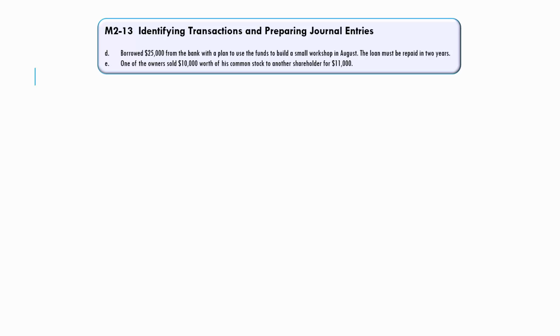Borrowed $25,000 from a bank with a plan to use the funds to build a small workshop, and the loan must be repaid in 2 years. When we borrow the $25,000 from the bank, this transaction means we're going to have some cash coming in, which is on the left side. The right side needs to be accounted for either as a liability or as an equity, and of course it's the liability.